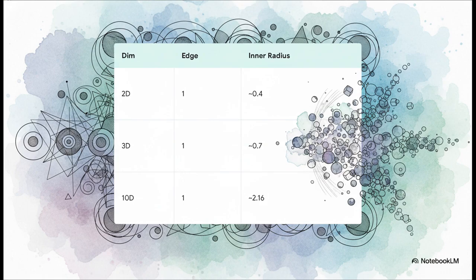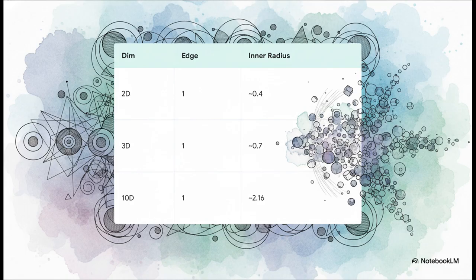In 2D, the inner circle's radius grows to about 0.4. In 3D, our central sphere's radius hits 0.7. So far, so good, right? Everything feels completely normal and intuitive. The inner sphere is just taking up a bit more room as we add dimensions. But watch what happens by the 10th dimension. Applying the exact same scaled-up Pythagorean theorem, the inner sphere's radius has suddenly ballooned to over 2.16.